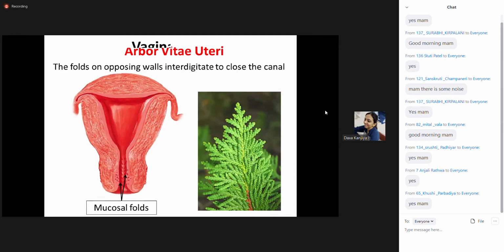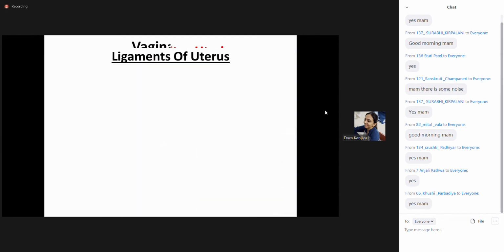And the folds on the opposite walls interdigitate with each other to close the cervical canal till the end of 9 months of pregnancy. So it retains the baby within the uterine cavity till 9 months. That was about the morphological features of the uterus.